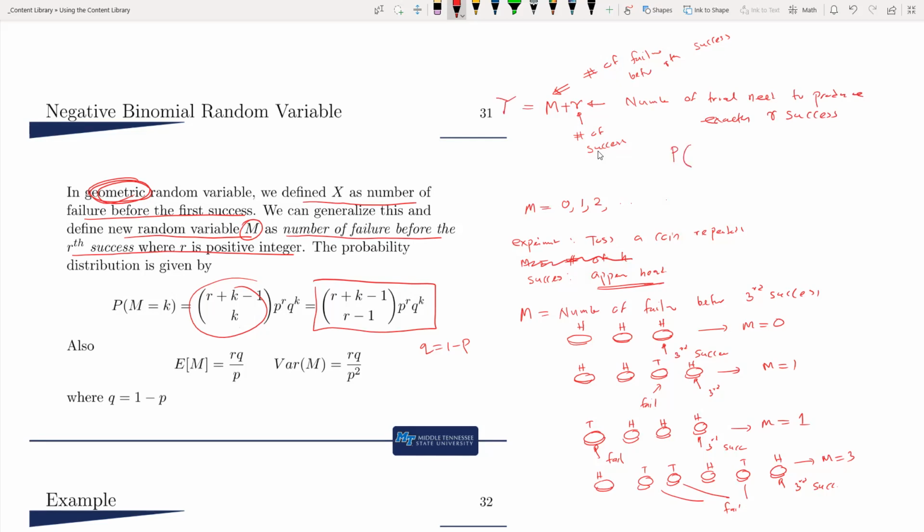So if I write it like that, then the probability that Y equals little y is going to be, in this case, (y minus 1 choose r minus 1) p^r, and then for this one, you can see that r plus k should be y, so k is y minus r.